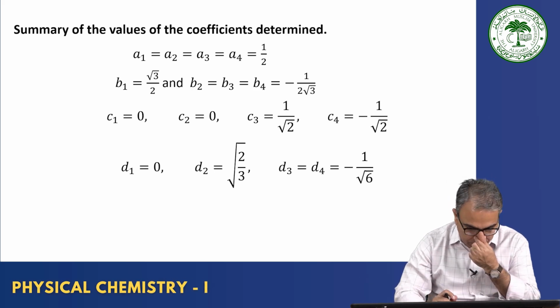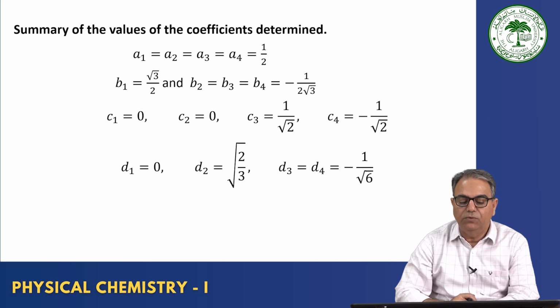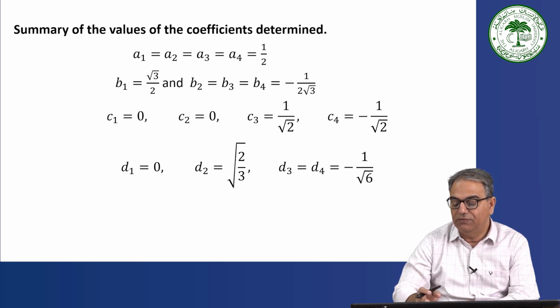These are the coefficients which we have found. a1, a2, a3, a4 are all the same, 1 by 2, b1 is root 3 by 2, then b2, b3, b4 are minus 1 by 2 root 3, c1 is 0, c2 is 0, c3 is 1 by root 2, c4 is minus 1 by root 2, d1 is 0, d2 is root 2 by 3, d3 and d4 are equal to minus 1 by root 6. So all 16 coefficients we found, but it is different from what we did in the beginning. In the beginning, c1 and c2 were not 0, they were 1 by 2, d1 was not 0, it was 1 by 2.